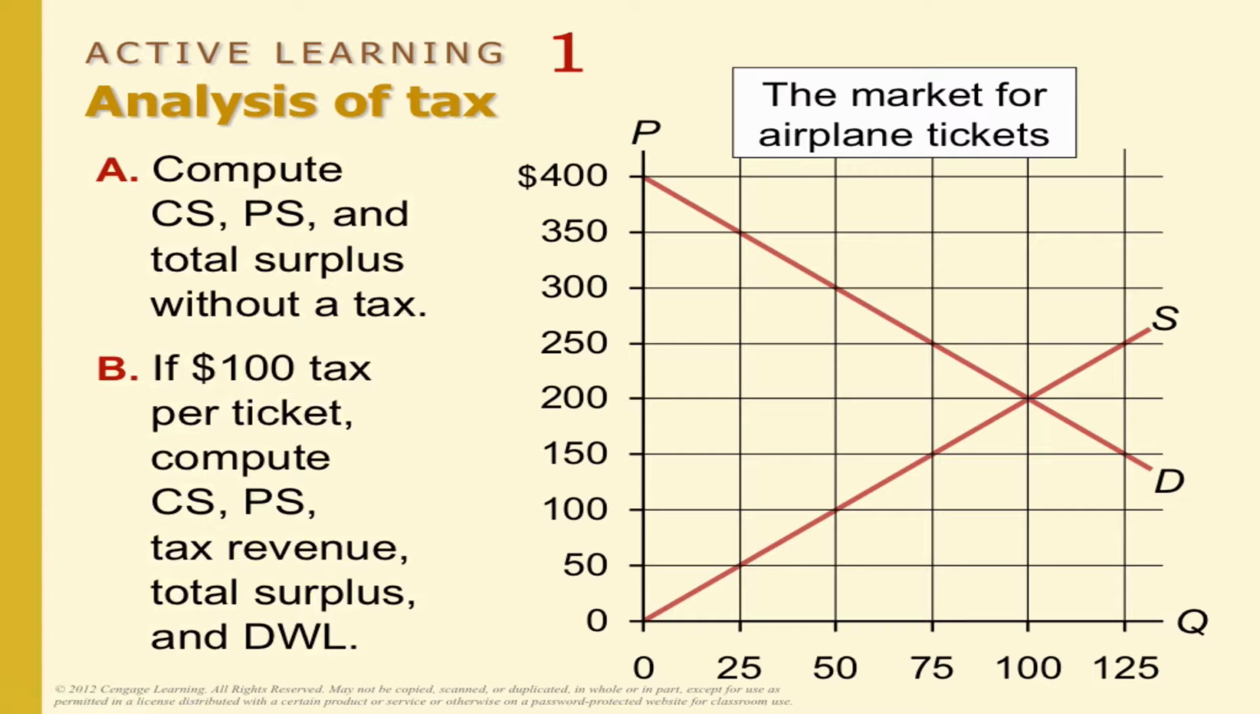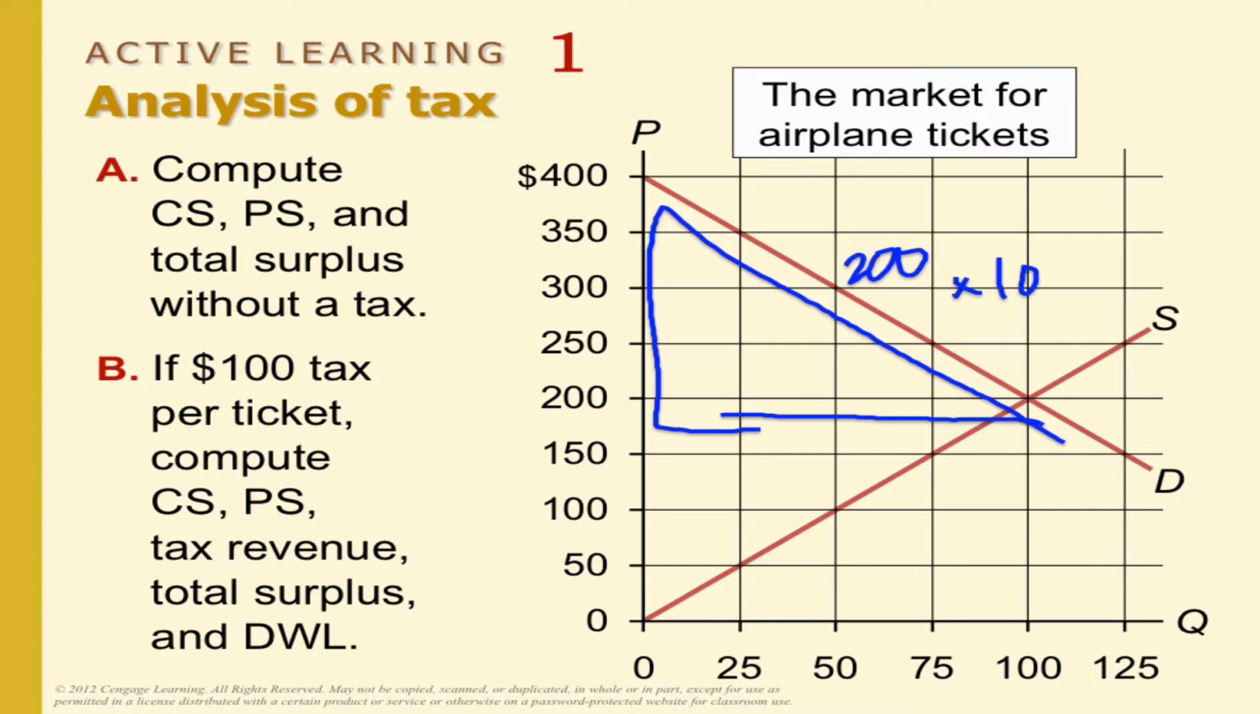Consumer surplus is 200 times 100, which is 1/2. Okay, fine.